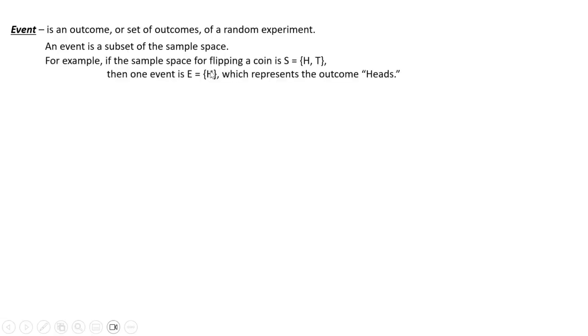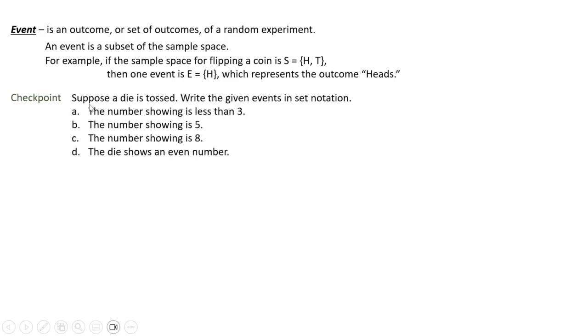Now, an event. An event is an outcome or a set of outcomes of a random experiment. An event is a subset of a sample space. For example, if the sample space for flipping a coin is heads or tails, then one event, E, is equal to heads, which represents the outcome of heads.